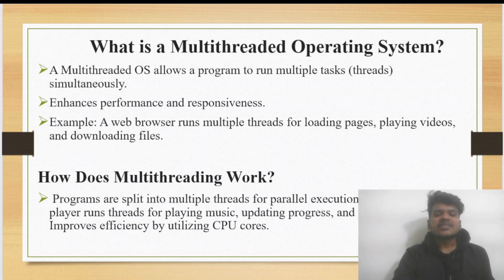A multi-threaded operating system allows a program to be divided into multiple threads where each thread can run independently. For example, when you browse the internet, your browser runs multiple tasks at the time of browsing. One is for loading the web page, another for downloading the file, and another for playing the video. We are using three tasks at the same time, that is loading the web page, downloading the file, and playing the video on YouTube or any other platform.